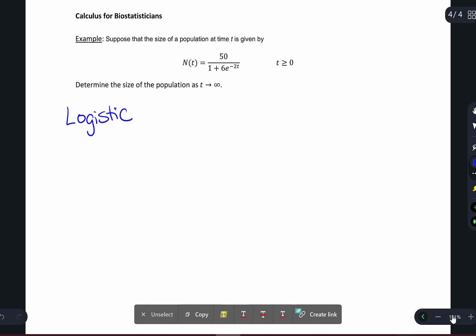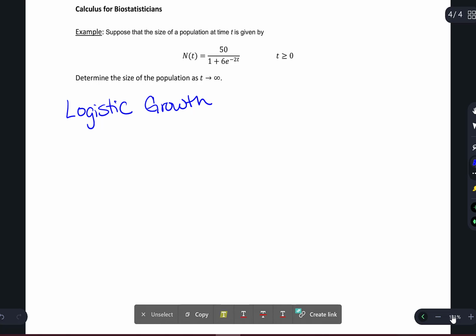This problem is going to look at what is called logistic growth. Here, suppose that we have the size of a population at time t given by the following function. And let's say that we want to determine the size of the population as time goes to infinity. So let's see how we could do this. Notice we're interested in the limit as t goes to infinity of N(t).